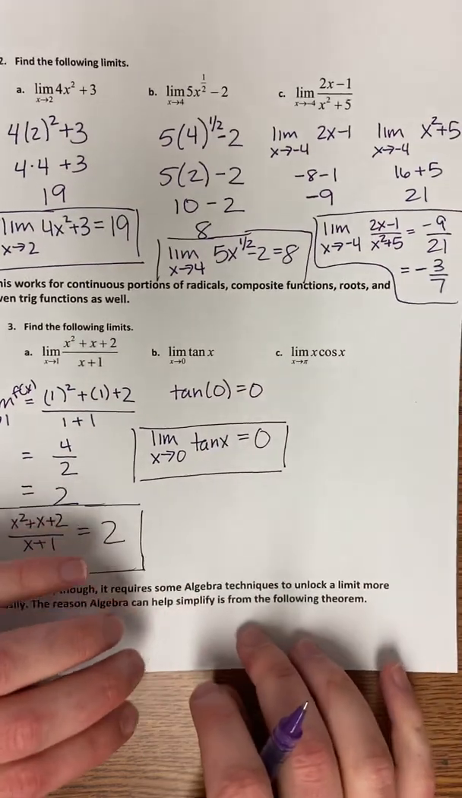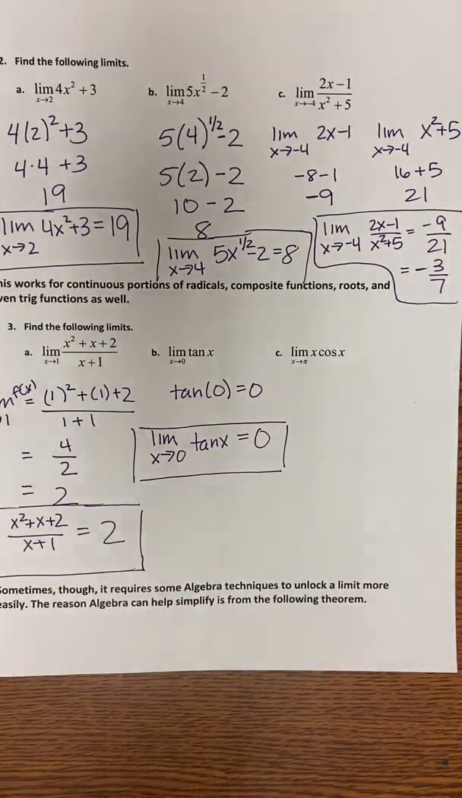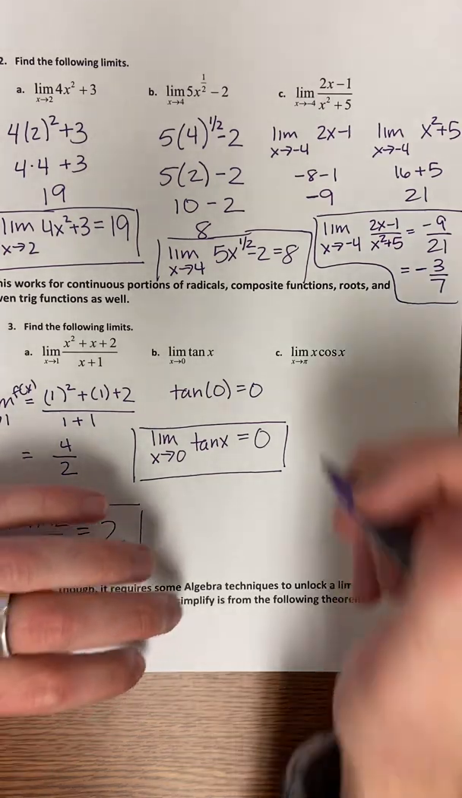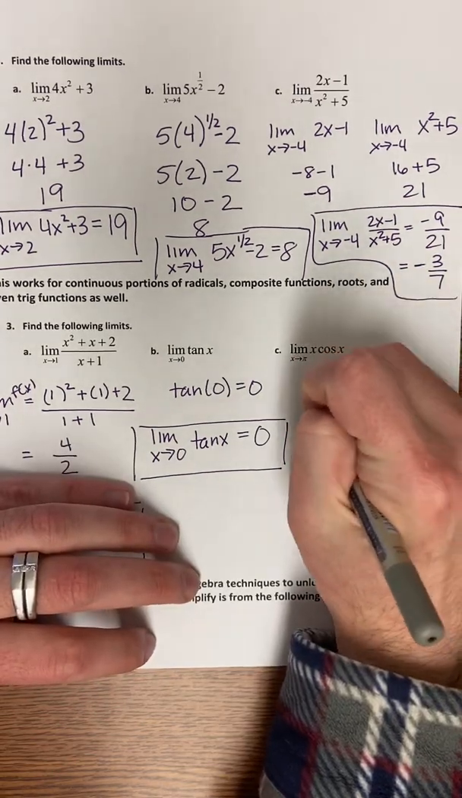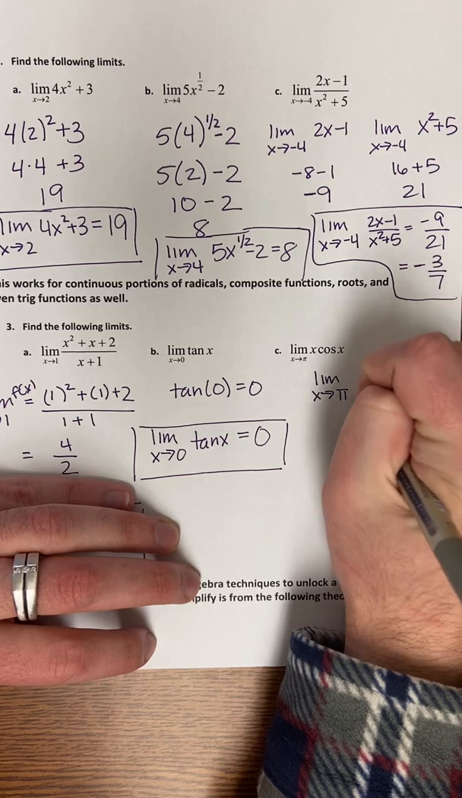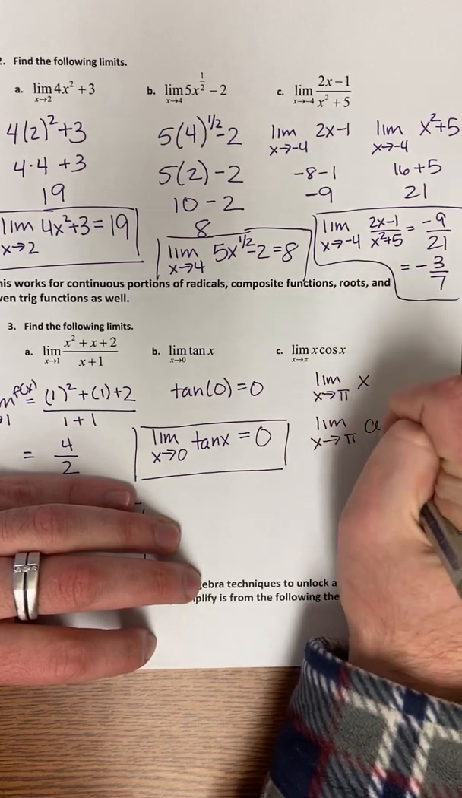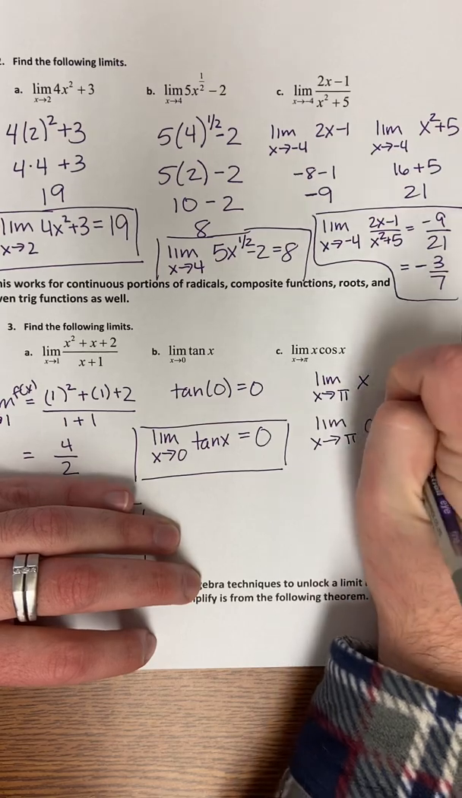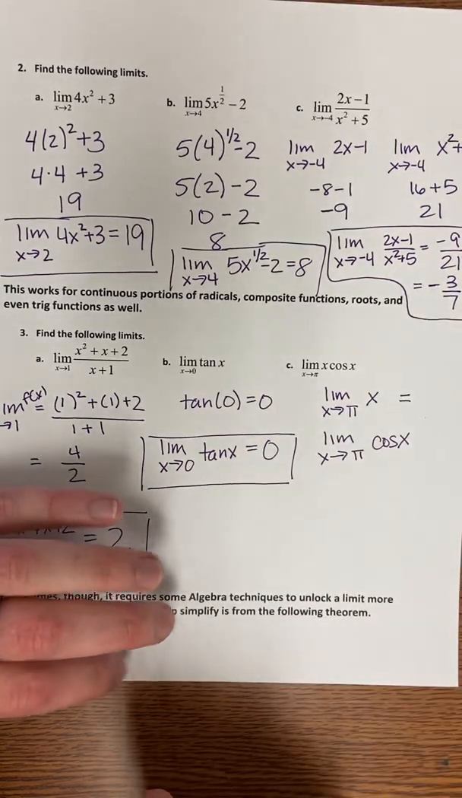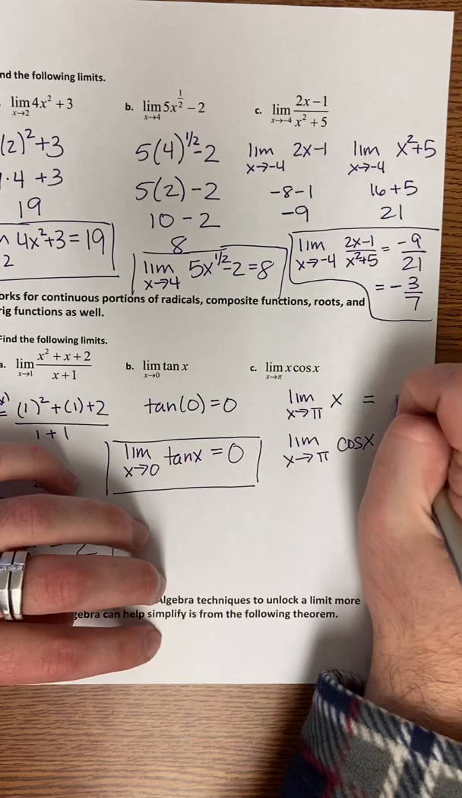And this last one on this page is kind of a hybrid. It's the limit as x approaches pi of x times cosine of x. So here is an example of a product, two things multiplied together. So again, I can instead take the two limits separately and then ultimately multiply them together. So what is the limit as x approaches pi of x? Well, we just plug in and we get pi.